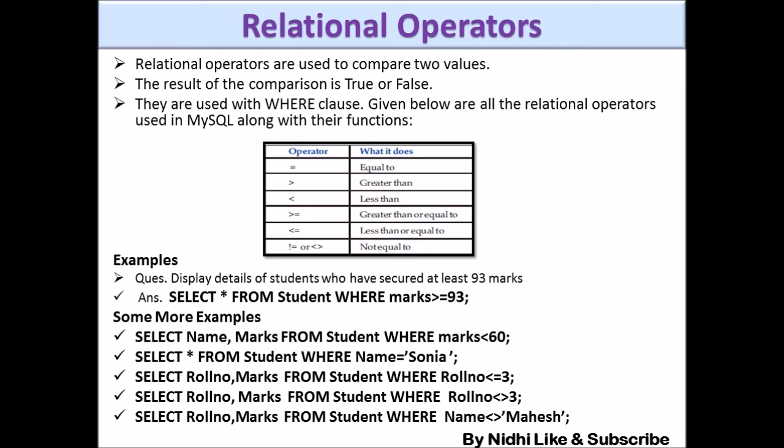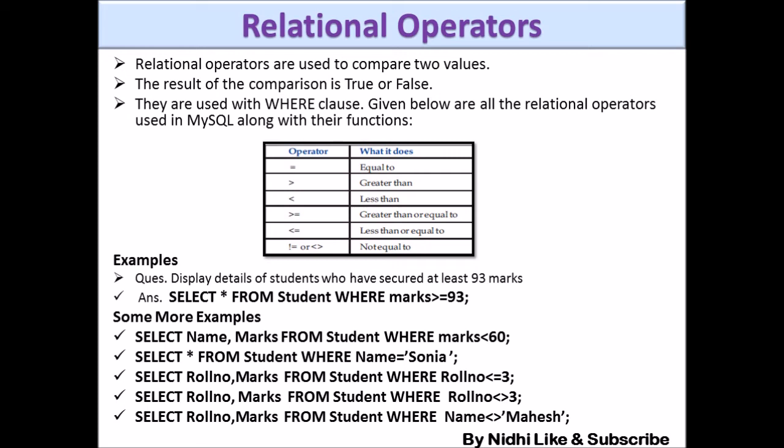Clear? Next, some more examples are given here, like select name, marks from student where marks are less than 60. So it will fetch the marks that are less than 60. Select star from student where name is equal to Sonia, so we are fetching the record whose name is Sonia. Similarly, we are fetching roll number, marks from student table where roll number is less than or equal to 3.